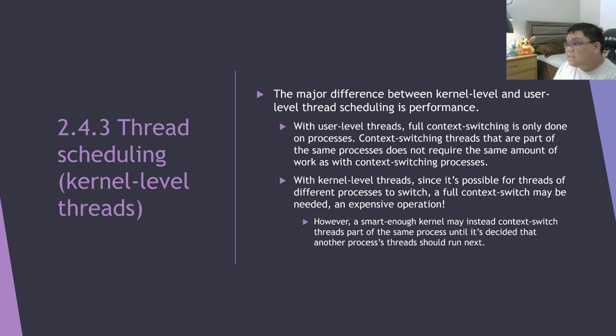With kernel level threads, we might have to do full context switching on the process level if we end up context switching threads that are part of different processes. A smart enough kernel might instead context switch threads that are part of the same process before it even considers context switching threads from different processes.